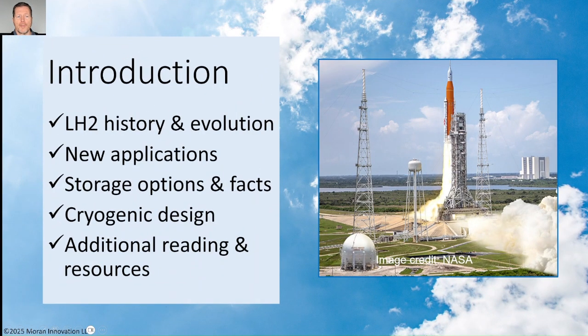In the introduction, we'll talk about liquid hydrogen history and its evolution. What are some of the new applications that are being demonstrated and operated right now with liquid hydrogen? And then a few very top-level storage options and facts about how you can store hydrogen, in what forms, and what are the benefits and disadvantages of those different forms. And then starting to look at, again, a very high level, cryogenic design options in terms of keeping liquid hydrogen at the temperatures it needs to be from a thermal standpoint. And then some valuable additional reading and resources that I think you'll find very helpful as you get more into this topic.